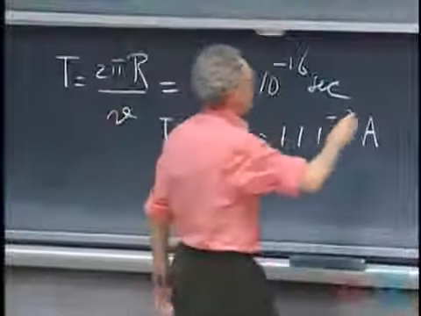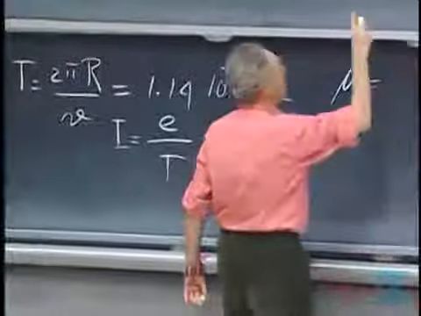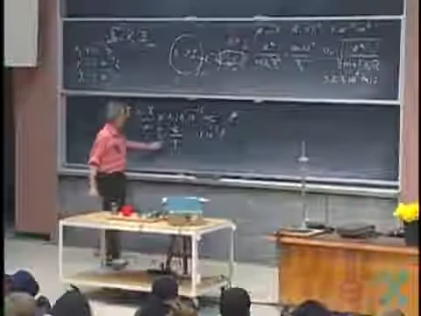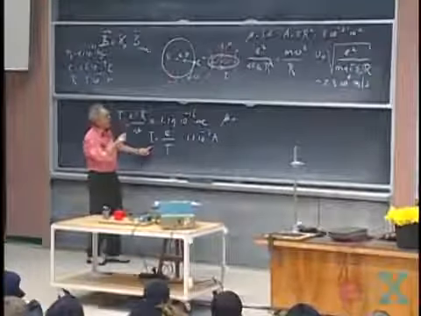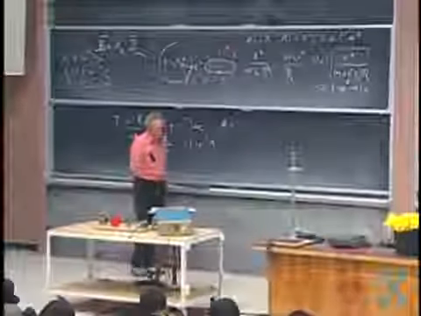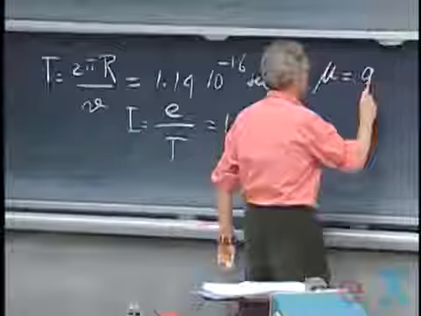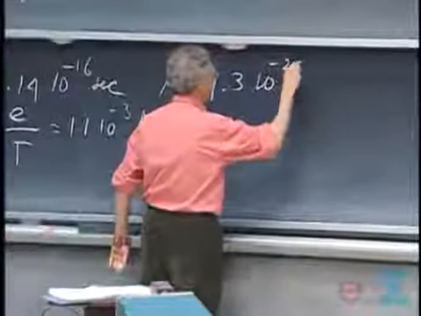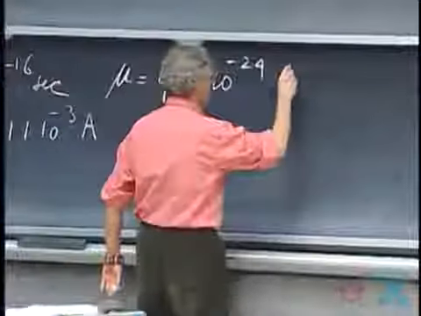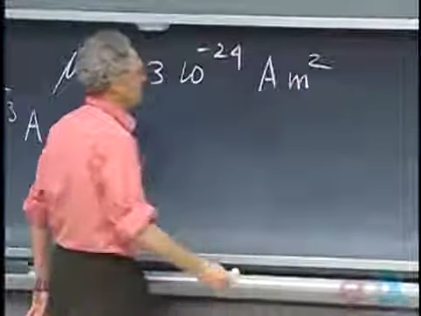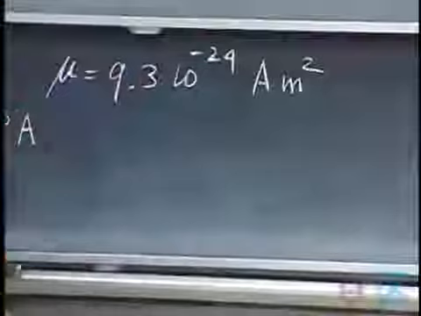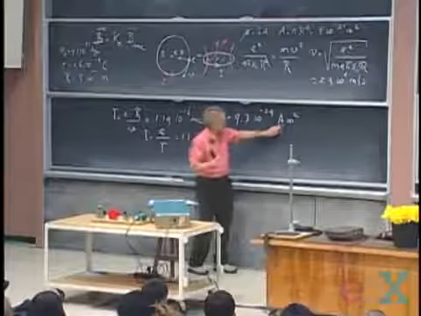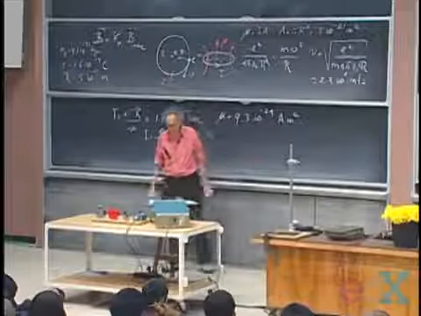And now, of course, I have the magnetic moment, mu, that is I times A. We already calculated A, and now we also have the current I, and so we now get that mu is approximately 9.3, if you put in all the decimals correctly, times 10 to the minus 24, and the unit is, of course, amperes square meters. This is area, and this is current. This A has nothing to do with that A. This is amperes. Be careful. And this is square meters. So these are the units.